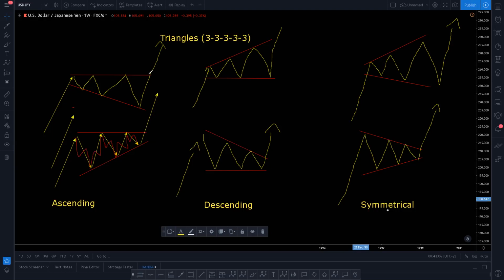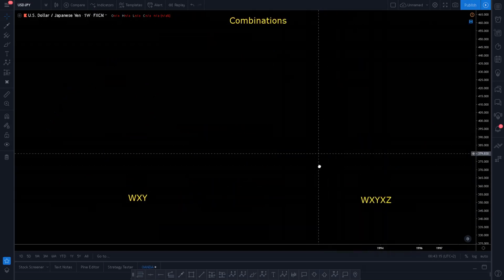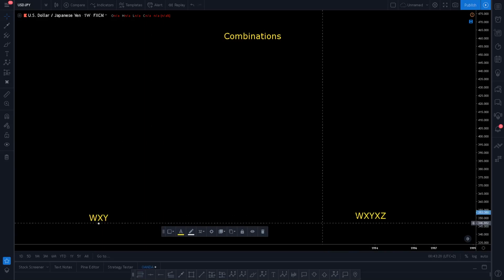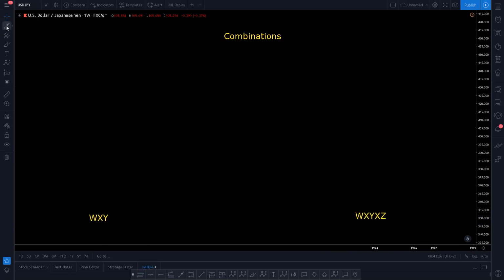Okay, let us now go to the combinations of these structures. Okay, when these are combined, they can be labeled as WXY or WXYXZ. Okay, by WXY, this is a double. WXY is called a double 3, and this is called a triple 3. Okay, it's called a double 3 because you have two three-wave corrective structures.